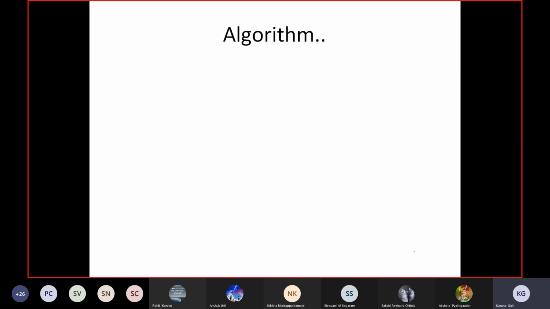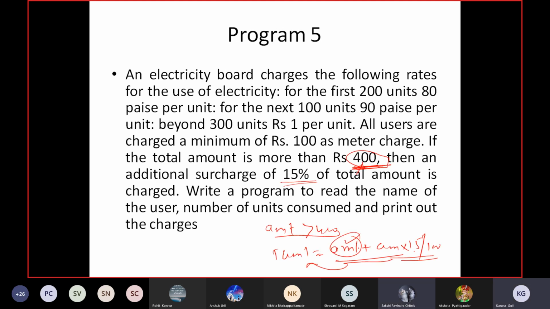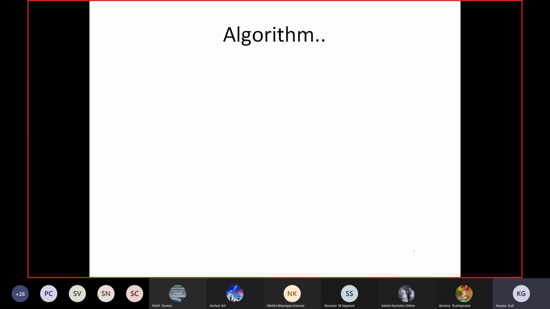Okay. So I'll show you the algorithm now. What is the input that you are going to read for this? Units consumed. Very good. Along with that, what else it has asked? Name of the user. Amount per unit is already given, so I can directly use that inside the program or inside the algorithm. How do I begin with an algorithm? How to start an algorithm? Start. Very good.